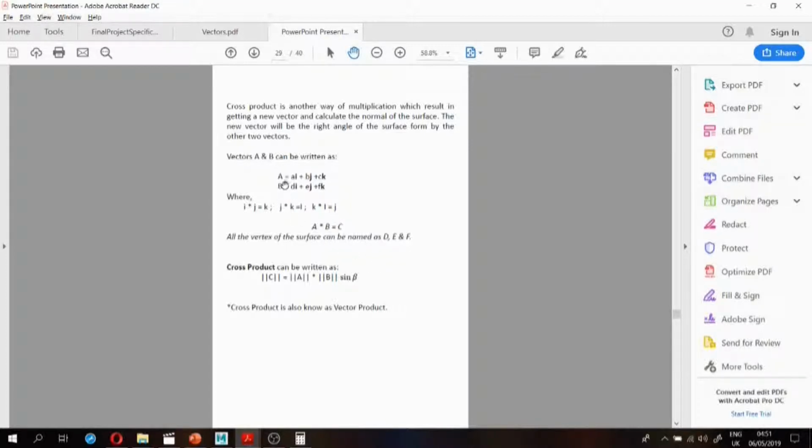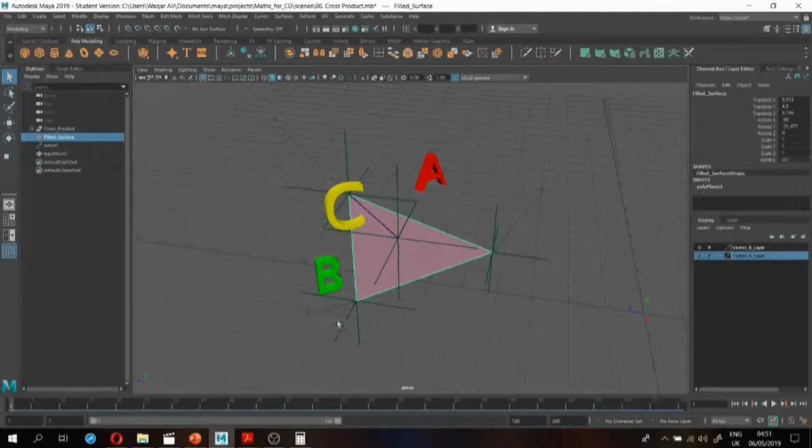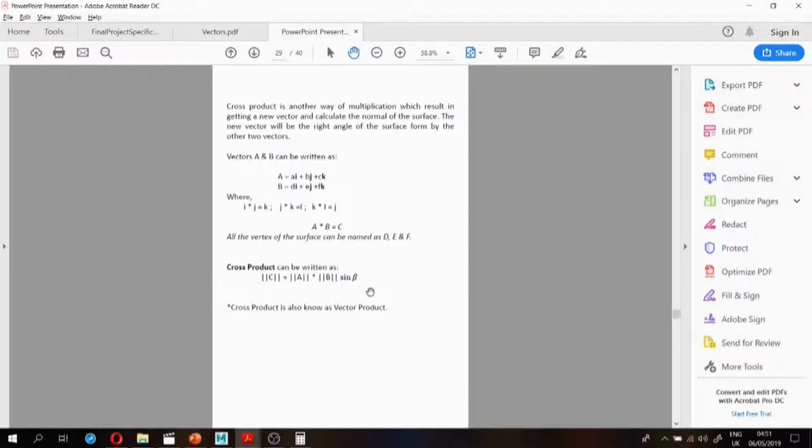By multiplying these two vectors, we get a vector C. All the vertices of the surface, as I said, can be named D, E, F. In this case, the cross product can be written as the magnitude of C is equal to the magnitude of A multiplied by the magnitude of B sine of beta. Remember, we use the cosine of beta in the dot product, and in the cross product we use the sine of beta. The cross product is also known as the vector product.